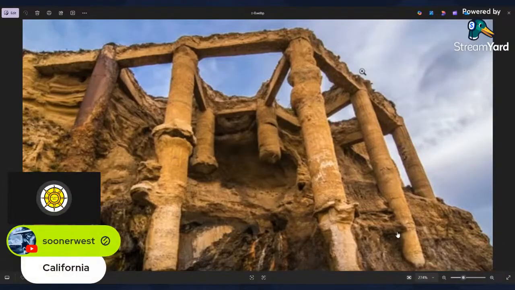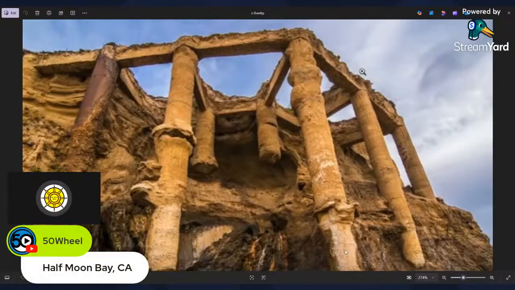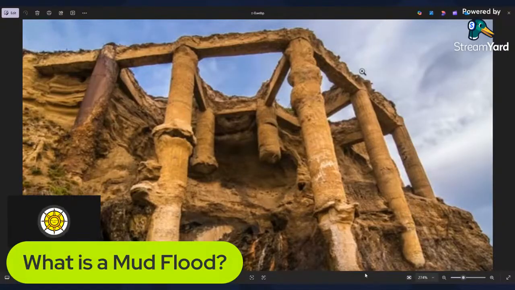Somewhere in the West, California. Right on the money there. Half Moon Bay in California. Yes, Half Moon Bay in California, right off of the golf course, in fact, right below it. And what you're looking at here was a series of infrastructure ruins that are near the hotel.